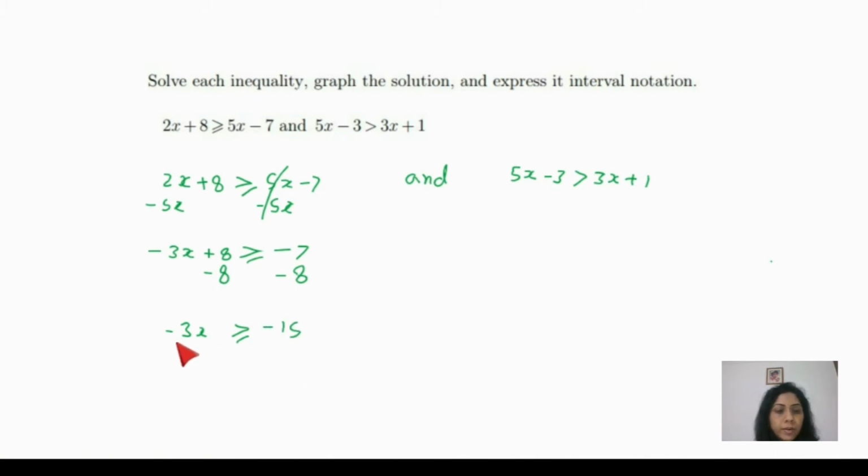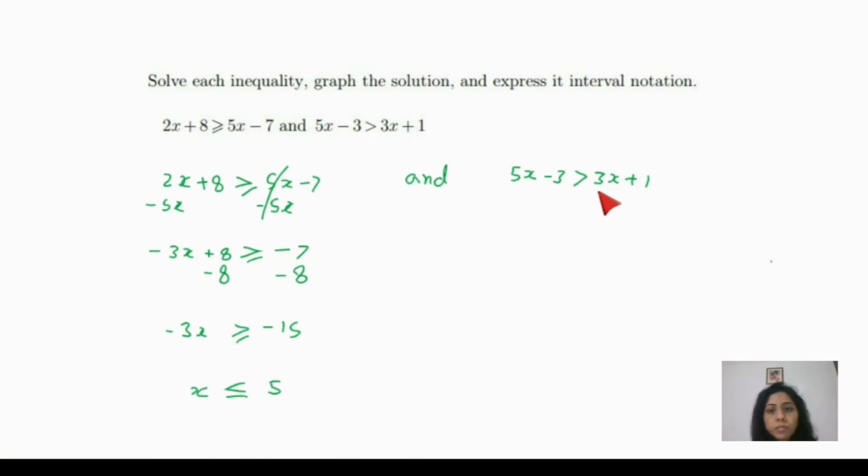Now both sides divide by a negative number, negative 3. So the inequality sign changes. Negative 3 divided by negative 3 cancels, and here negative 15 divided by negative 3 is 5. Okay, and the inequality sign changes.